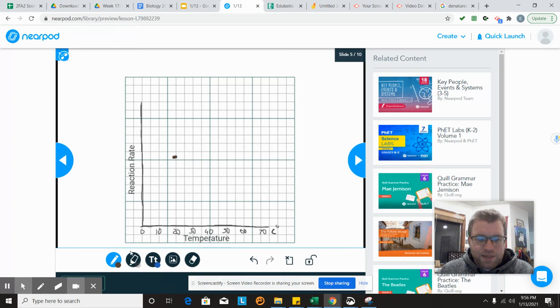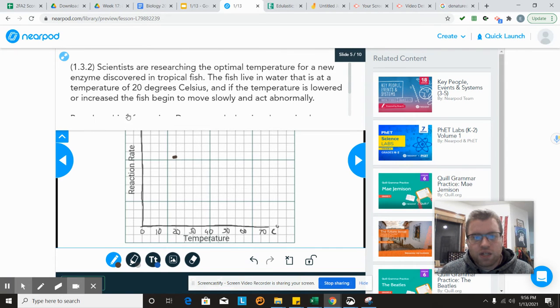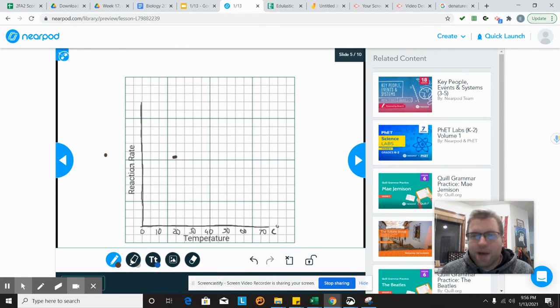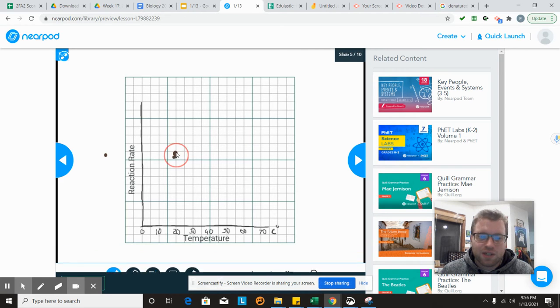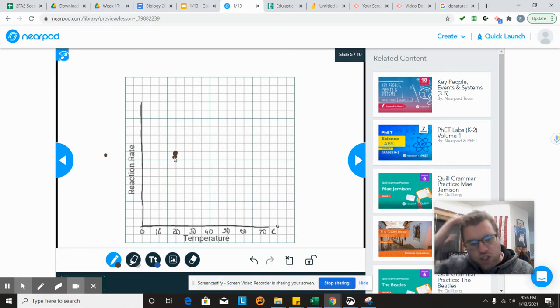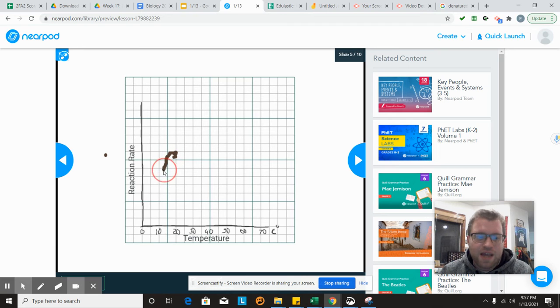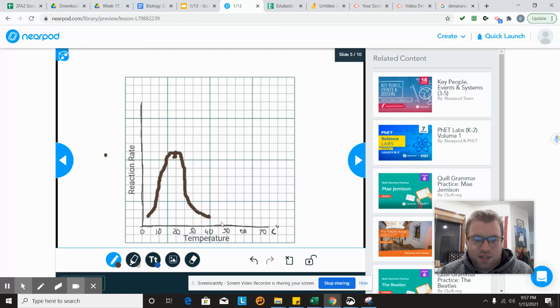So basically, what it's trying to tell you is that at 20 degrees, if the fish are swimming around, odds are that's where the best rate of the reaction is going to be. So this is going to be the high part right here. And then as you put the fish in different temperatures, the fish acts abnormally. Maybe the enzyme in the fish is acting abnormally. Maybe the reaction rate is going down when we increase or decrease the temperature, right? So hopefully that is what your first graph should look like.